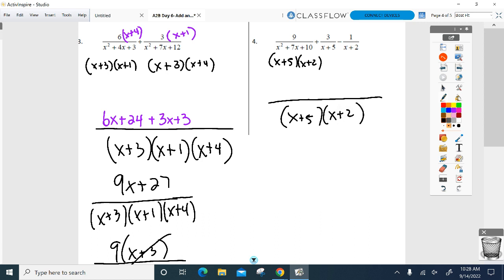And notice, is there anything left over? No, I took care of it. I took care of the x plus 5s and the x plus 2s. Nothing's left. So that's it. There's your common denominator. So yes, sometimes they'll have more than one quantity in common.